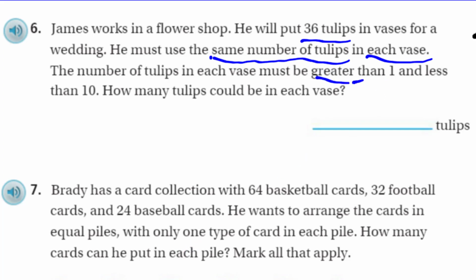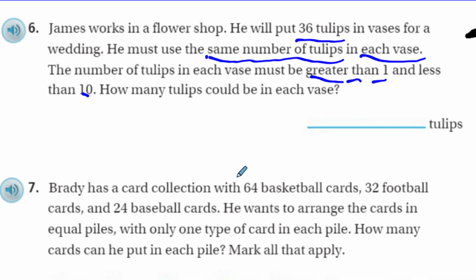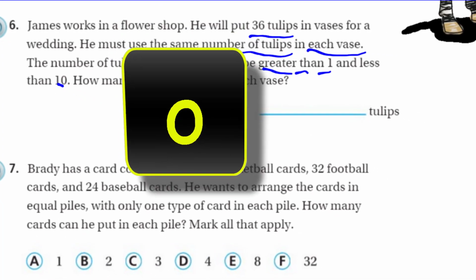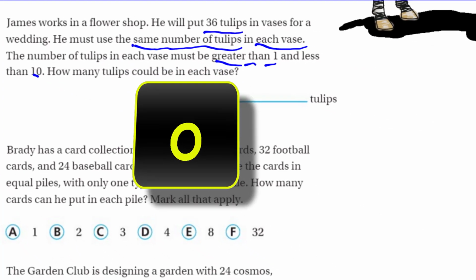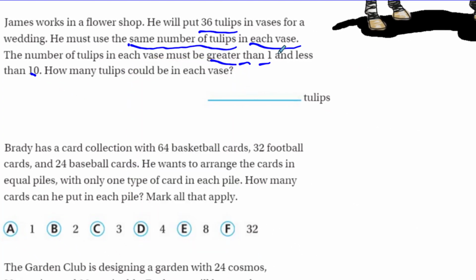Okay, the number of tulips in each vase must be greater than 1. So I can't just have like 1. I got it. And less than 10. Ooh, there's also a limit. I can't have more than 10 in each vase. How many tulips could be in each vase? I can't help it that when I read a problem like this, it seems like we have equal groups of things. Like here, the same number of tulips in each vase.